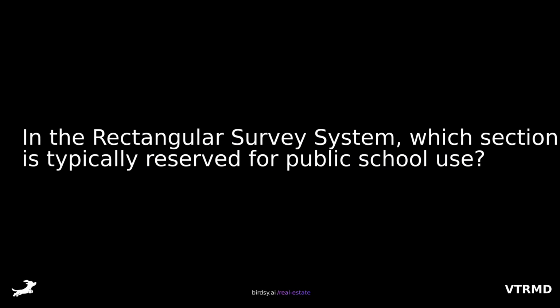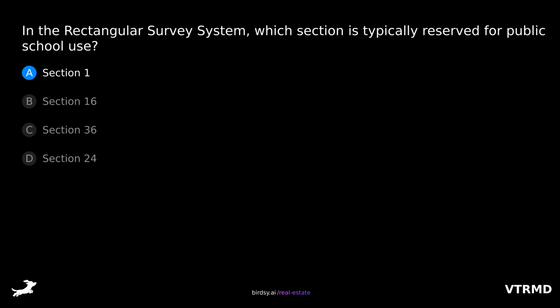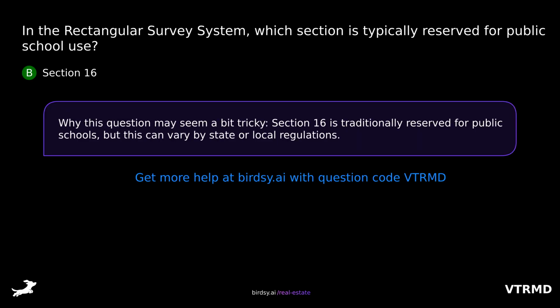In the rectangular survey system, which section is typically reserved for public school use? Is it A, Section 1, B, Section 16, C, Section 36, or D, Section 24? The answer is B, Section 16. Why this question may seem a bit tricky: Section 16 is traditionally reserved for public schools, but this can vary by state or local regulations.